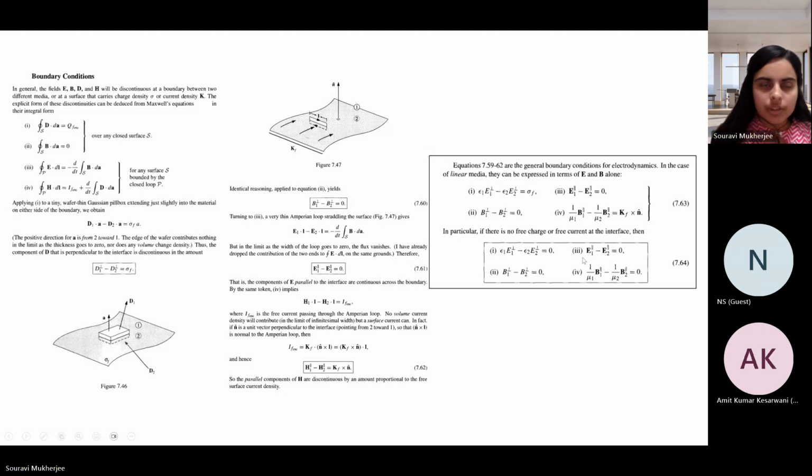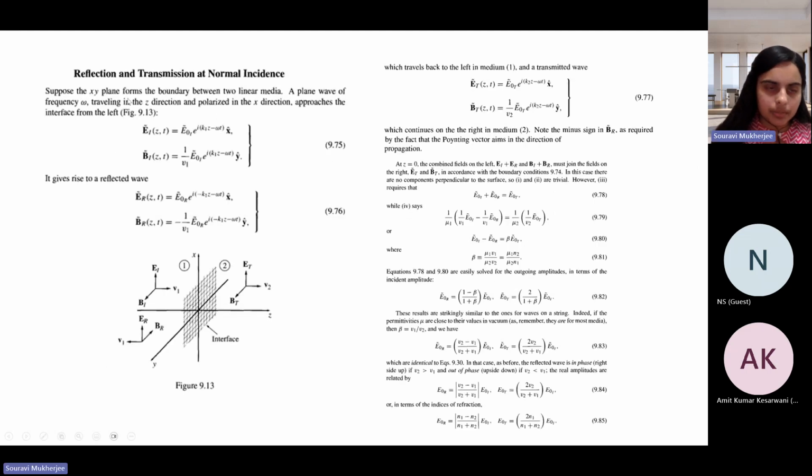Okay, so now we know the wave characteristics in vacuum or in different media. Now what we want to see is, if you have some wave with some amplitude, how does it change as it passes from one medium to another. So this is about reflection and transmission at normal incidence. Normal incidence meaning the light is falling perpendicular to the plane of the interface.